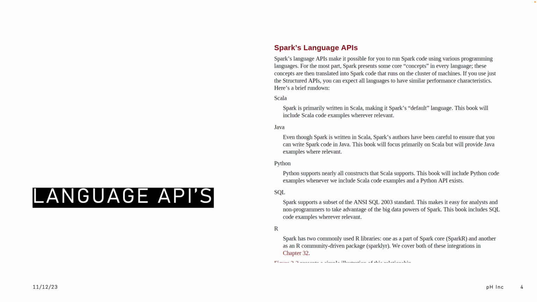And we have these 5 different language APIs available for us in Spark. Spark itself is developed using the Scala programming language, so we can use Scala or Java. We also have language APIs for writing Spark applications using Python, SQL, and R. As part of these course sessions, we will only concentrate on Python and SQL.